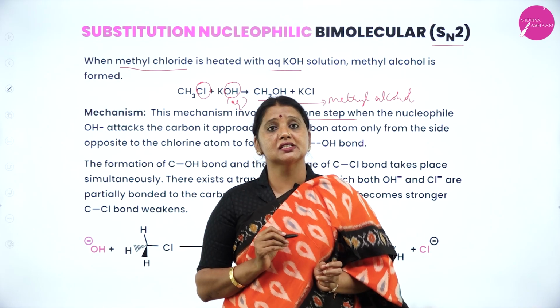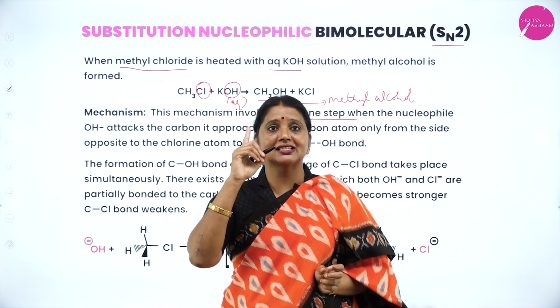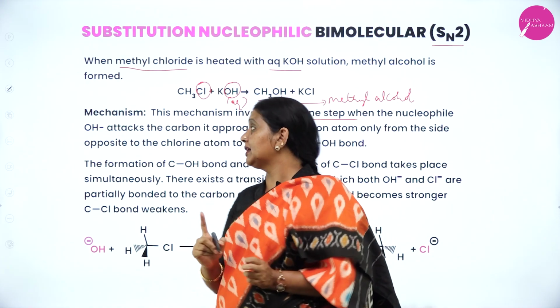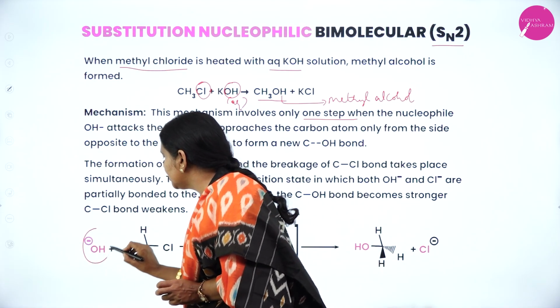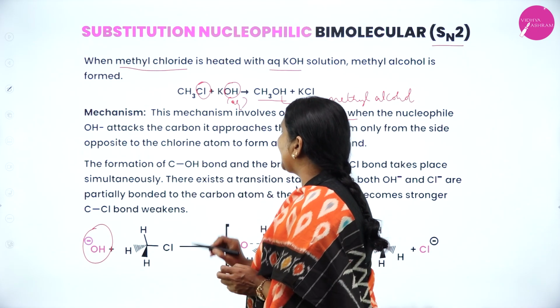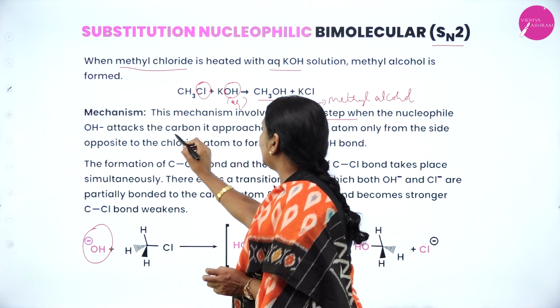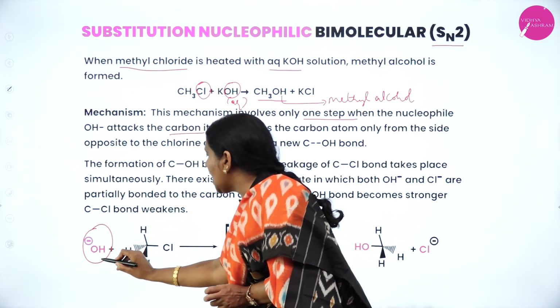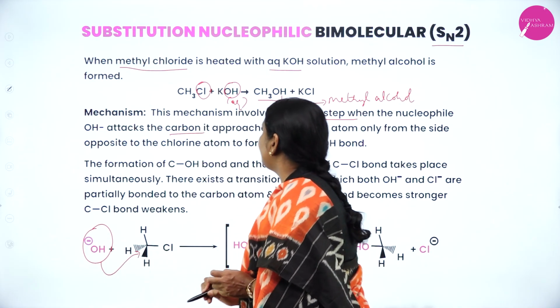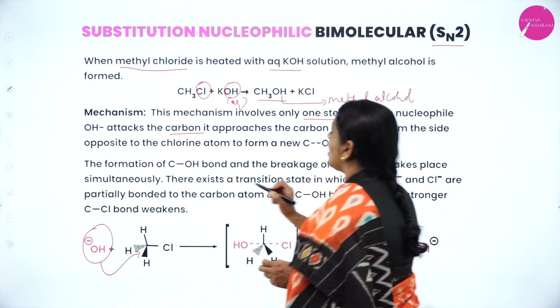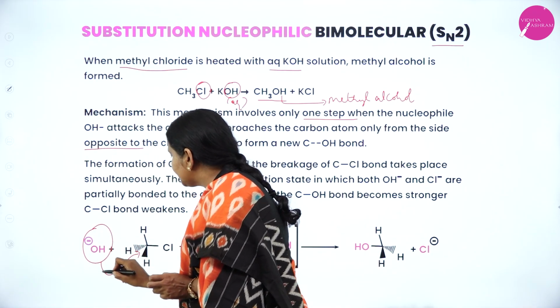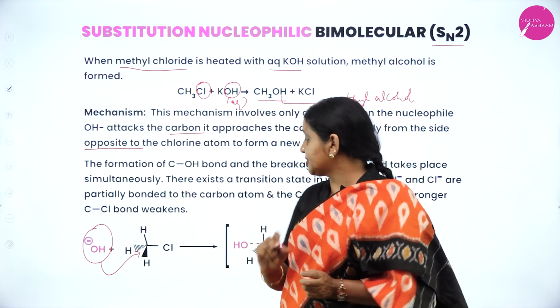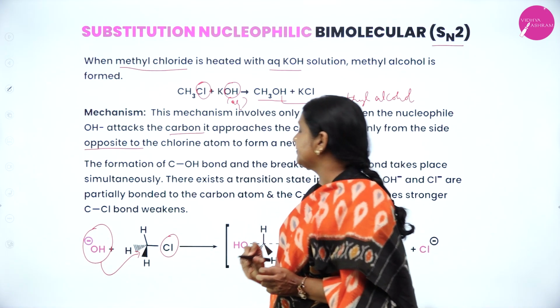SN1 mechanism consists of two steps. SN2 mechanism consists of only one step. In one step only, the nucleophile OH minus attacks the carbon from the opposite side, from the back side. The OH minus attacks the carbon atom from the back side, or from the opposite side of the chlorine atom.